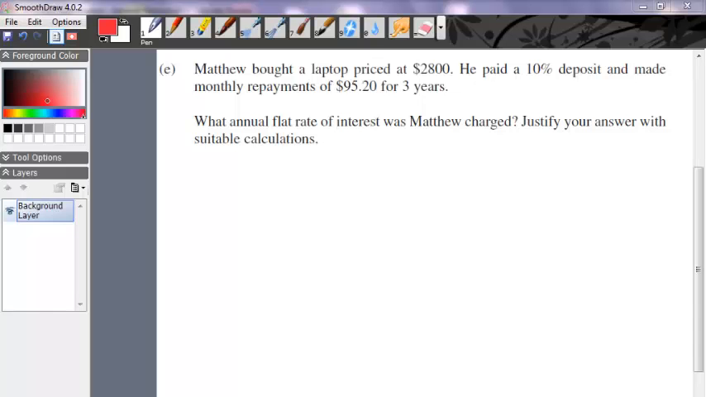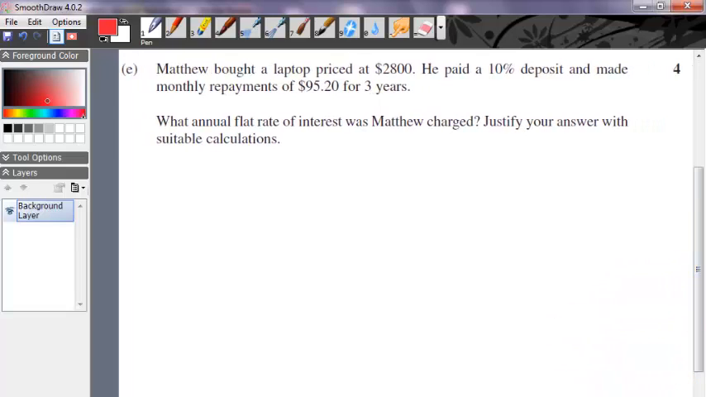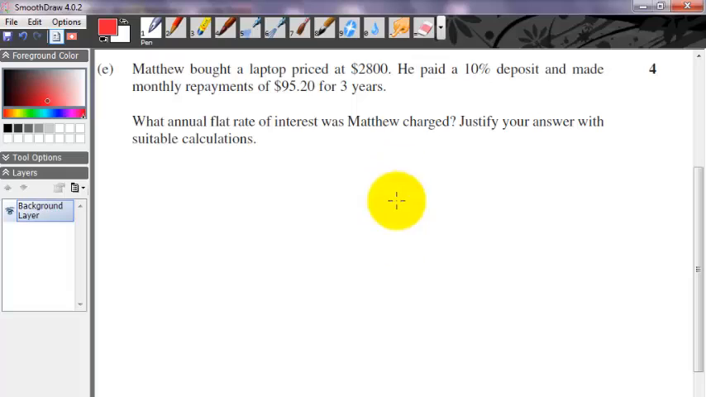Alright, so let's do question 28E. This is worth 4 marks in the HSC, so it's pretty much a big one. Matthew bought a laptop priced at $2,800. He paid a 10% deposit and made monthly repayments of $95.20 for 3 years. What annual flat rate of interest was Matthew charged? Justify your answer with suitable calculations.